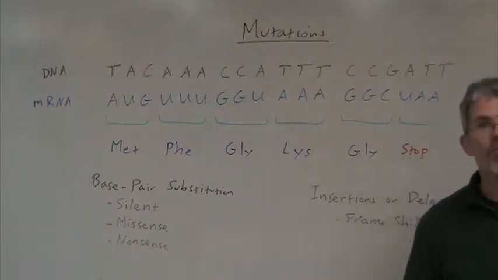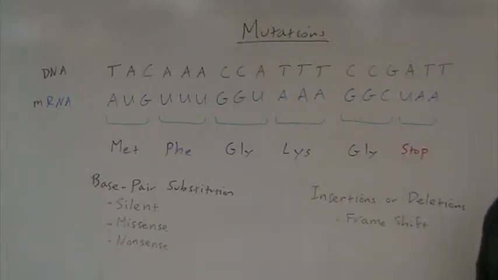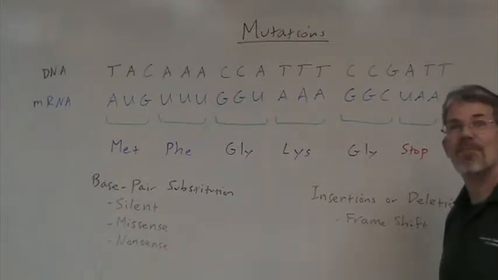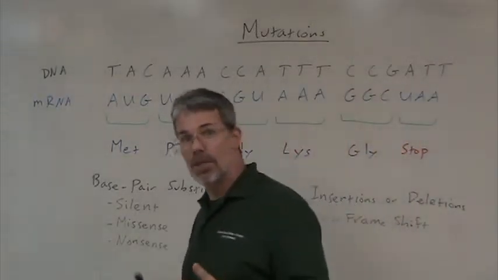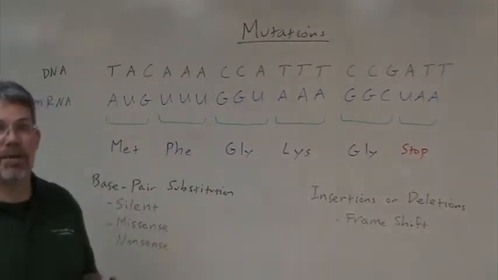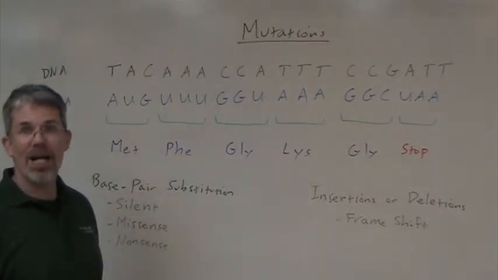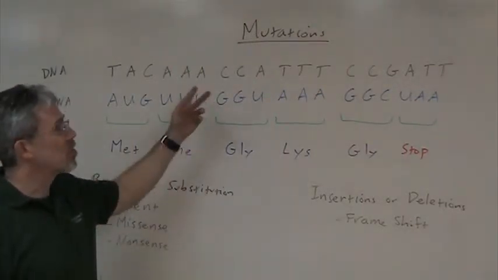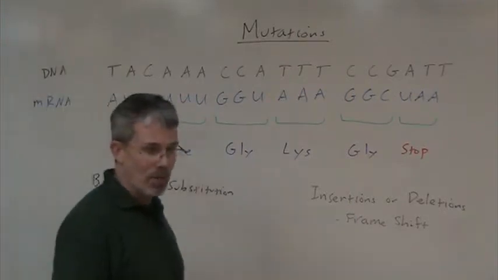Now that we've gone through the processes of transcription and translation for gene expression, we can now talk about what happens with mutations. Now, a mutation is a permanent change in the DNA. Mutations can be of a variety of types. They generally result from mistakes in DNA replication.